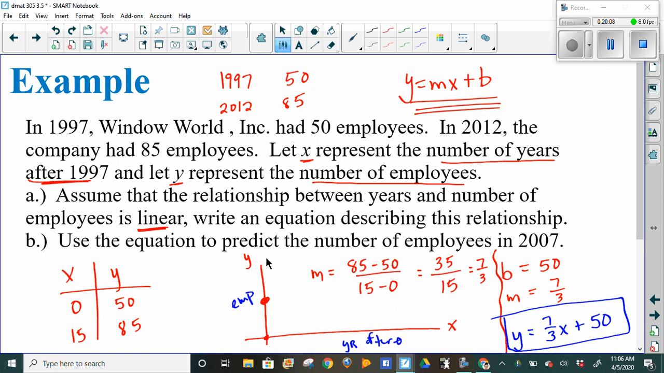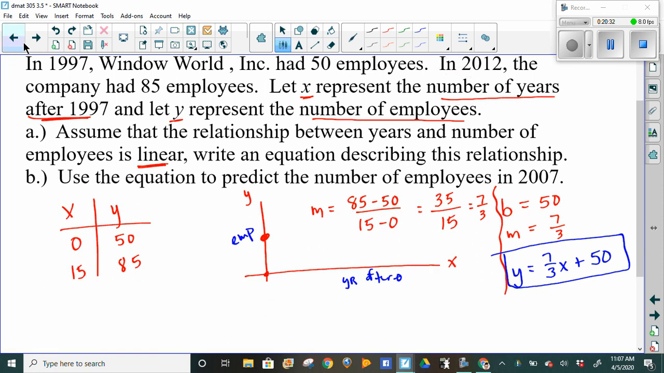Now the next part says to use the equation to predict the number of employees that they have in 2007. So we know in the beginning we had 50. 15 years later, we had 85. So how many did we have in between that? Okay, so how many years is 2007 after 1997? So that means that x would be 10 in this case. So now we're going to figure out, well, if I'm 10 years later, how many employees is that? Okay, so we're going to plug that into the formula. So this is our part A. So we got our formula.